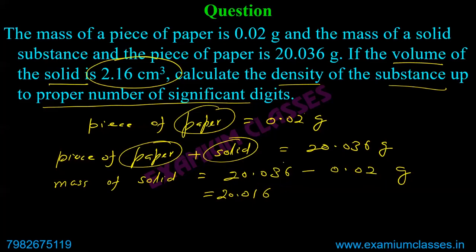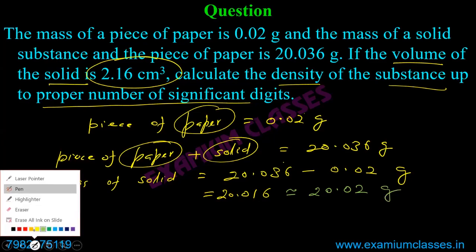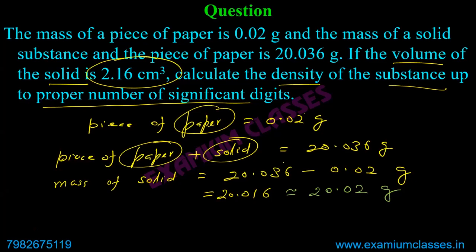It means the answer will also have only 2 decimal places. So 20.02. This digit is 6, greater than 5. The rule is very simple, as you have done till 10th: you increase this by 1, add 1 here. So you got the mass of the solid as 20.02.